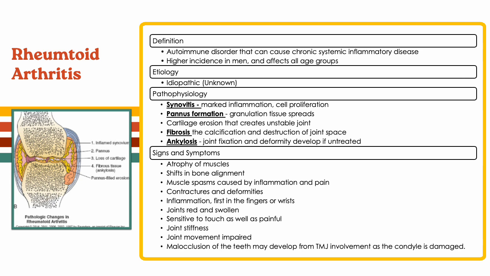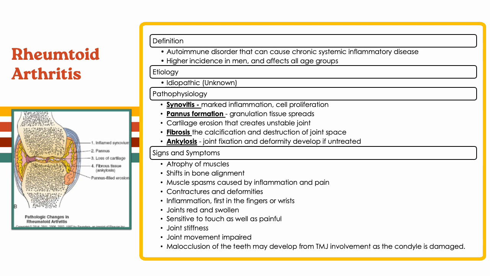You do have that granulation tissue that spreads. You do get the fibrosis, which is the calcification and destruction of your joint space, and then you get ankylosis, where you have joint fixation and eventually deformity if it's left untreated.